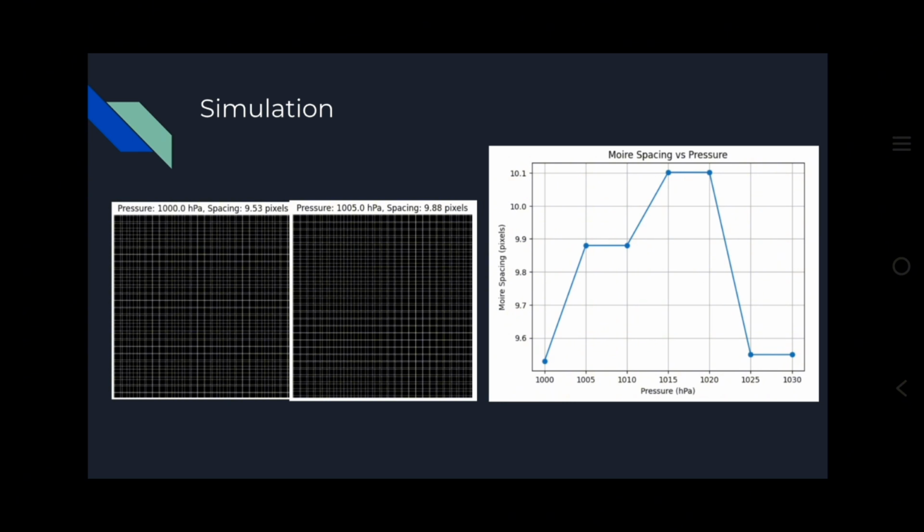The following images illustrate the results of using pressure variation to alter the Moiré pattern spacing in the simulation. We attempted to identify the relationship depicted in these graphs, but due to our insufficient theoretical background, the generated relationship graphs are somewhat unusual, and we are still unsure of the correct correlation.